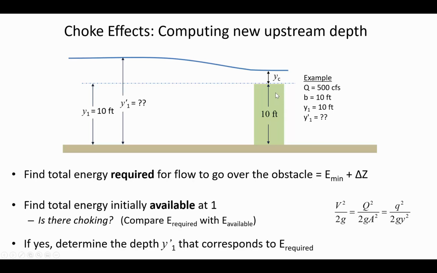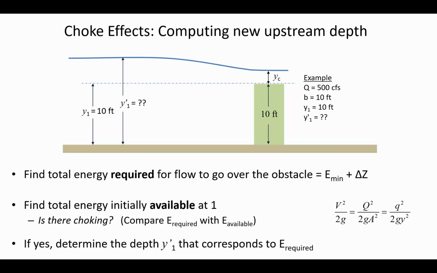So our process to find that upstream depth is you would find out how much energy is required. So the E required would be the obstruction height, delta Z. So here it's 10 feet is our obstruction height. And then the minimum specific energy is going to be the flow depth and also the velocity head associated with that flow depth. And if it's the critical flow, remember E minimum is 3/2 times the critical depth, because that's if it's a rectangular channel.